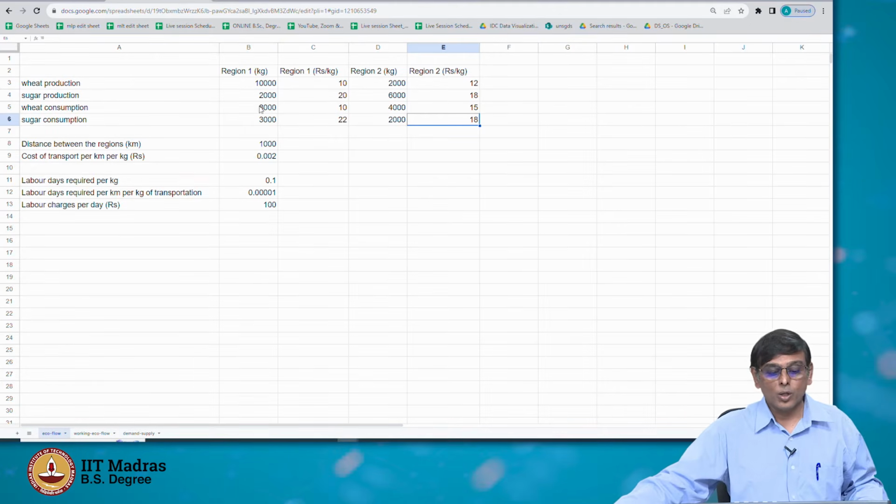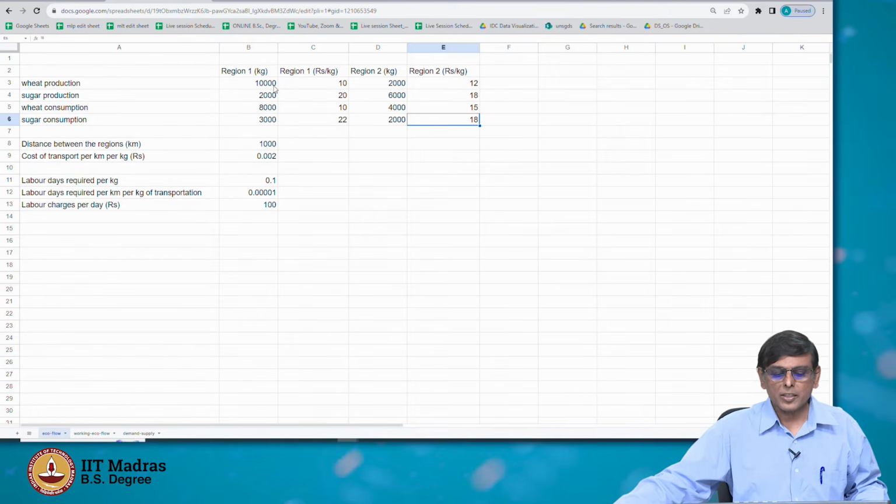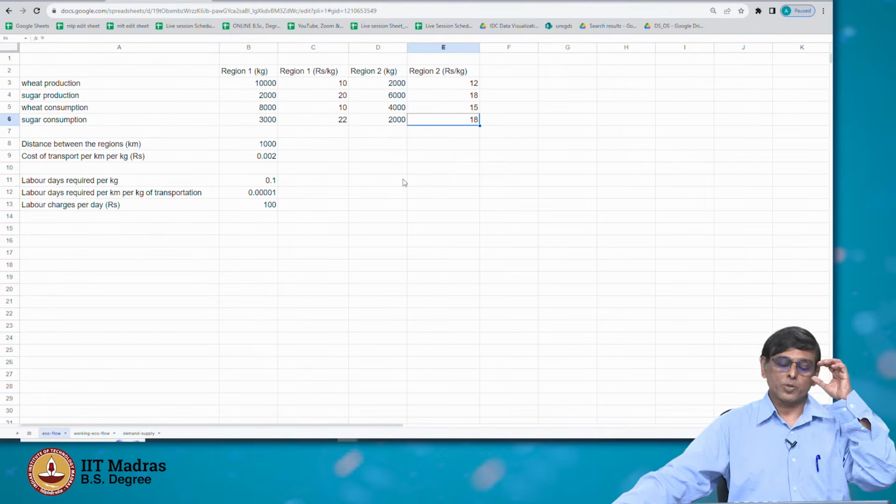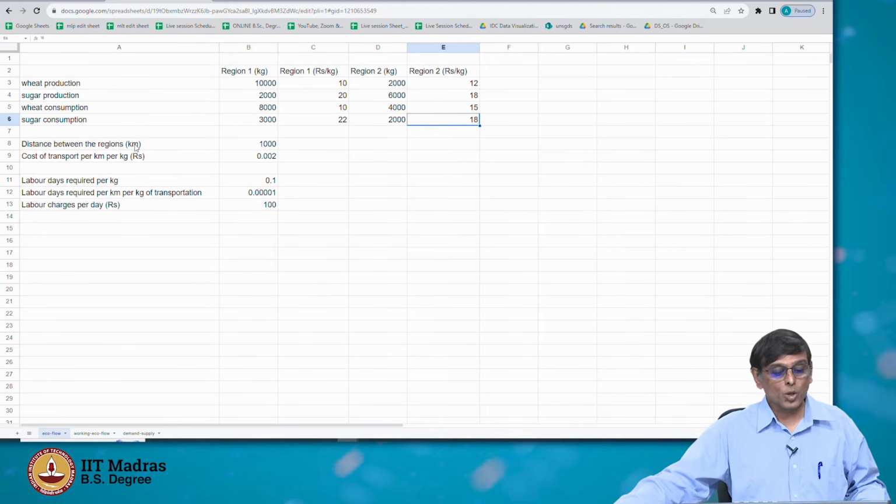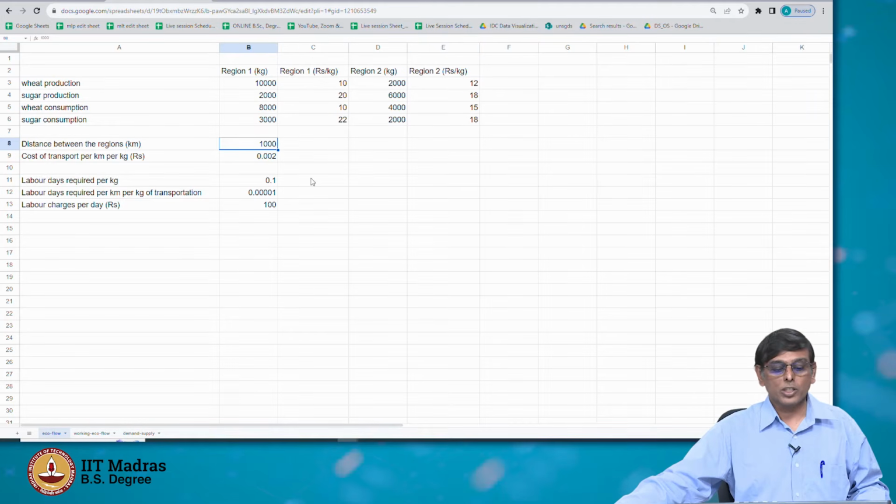Besides that, we know that region 1 clearly has some surplus which it is sending to region 2, and region 2 has some surplus which it is sending to region 1. When they send this surplus from one region to another, they have to transport it. The distance between the two regions is 1,000 kilometers, and the cost of transporting 1 kilo for 1 kilometer is 0.002 rupees.